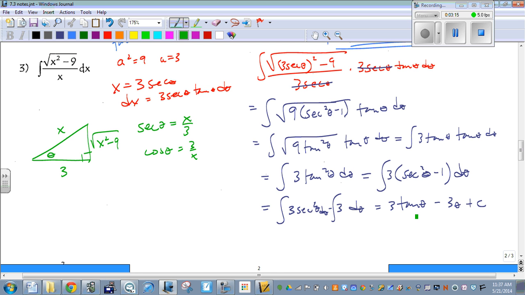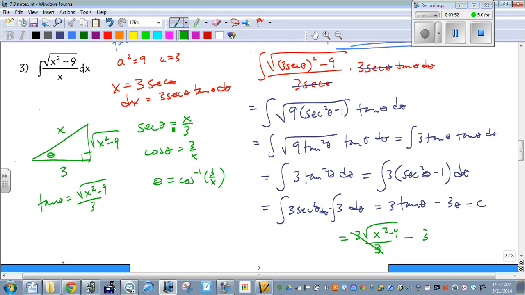So we need tangent of theta. Tangent of theta, opposite over adjacent, so we have square root of x squared minus 9 all over 3. So when we multiply that by 3, the 3's are going to cancel out for that. And then we need to figure out what theta is. Well, if cosine of theta equals 3 over x, then theta is going to equal the inverse cosine of 3 over x.